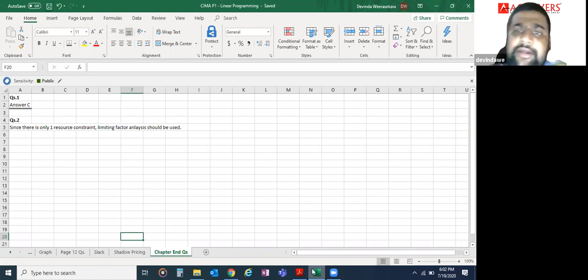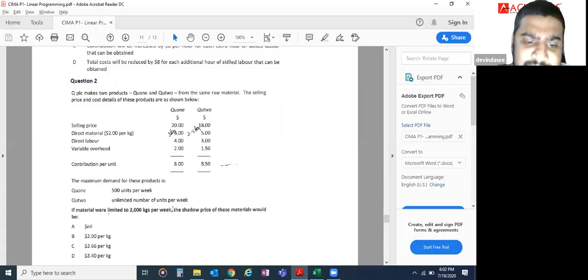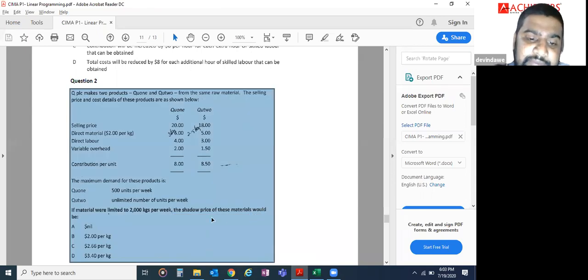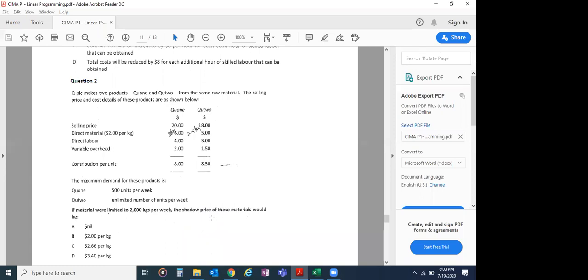But in limiting factor analysis, we didn't learn something called shadow price, right? We learned only something called contribution per limiting factor. Shadow price, we only learned in linear programming. So why are they asking the shadow price in a limiting factor analysis question, guys? So shadow price is just the name. You need to understand what shadow price means.